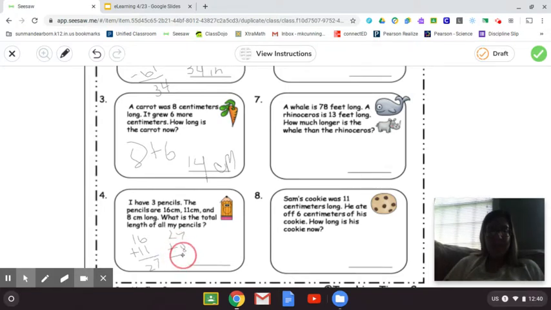7 plus 8 is 15, but I can't write 15 here. Remember, I can write my 5, but I have to carry that 1 up here. So 1 plus 2 equals 3. So it's 35. 35 what, though? Centimeters.